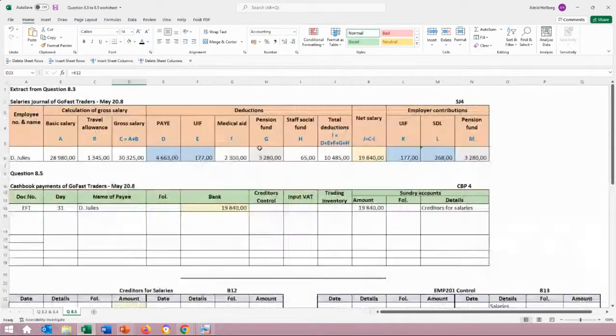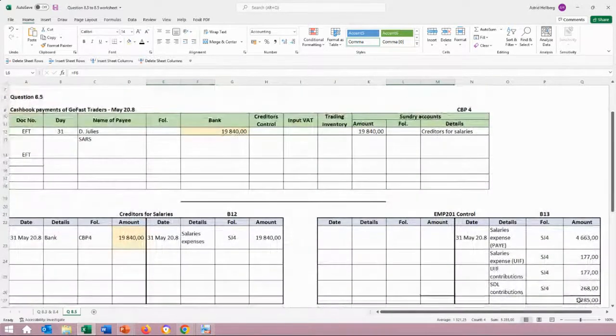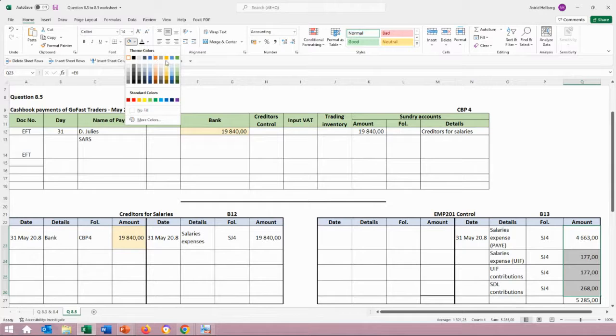Okay. Then the next payment we will do will also be an EFT. It will also be on the 31st. We'll go to SARS. Now we are going to pay SARS all of these four amounts together, which equals a total of 5,285 Rand. Okay, so that is what we are going to pay over to SARS.